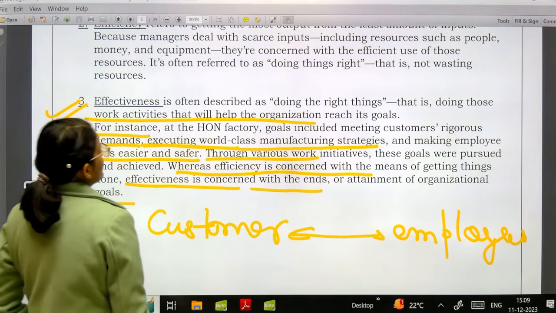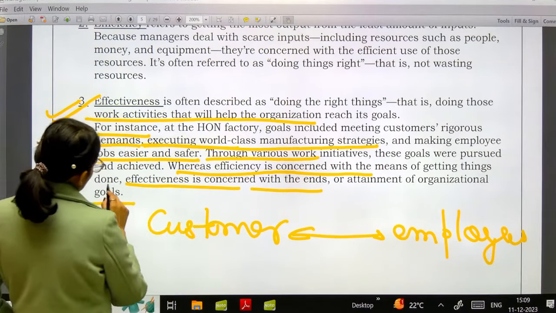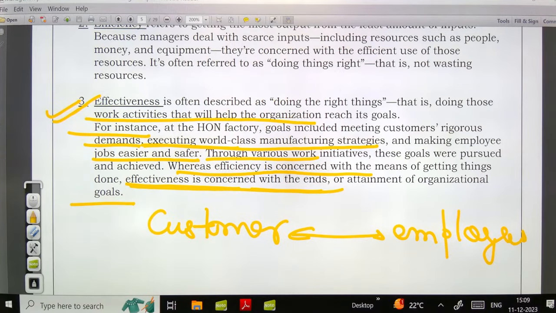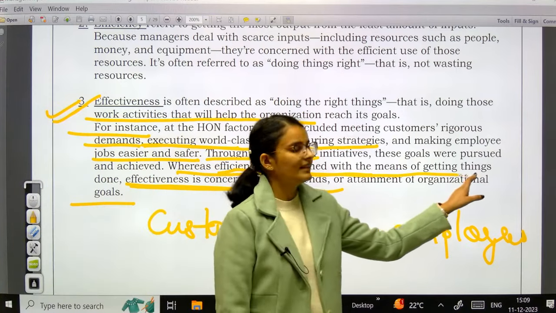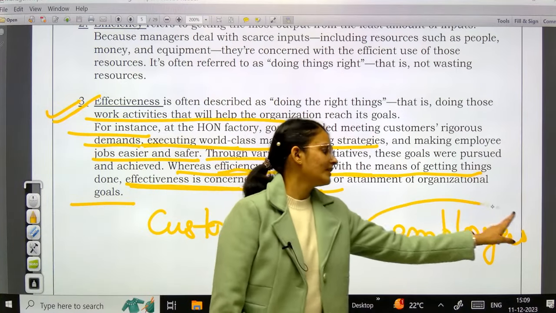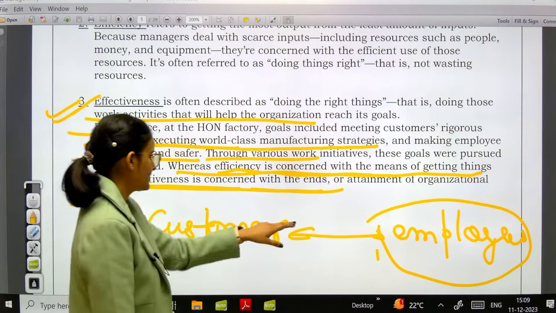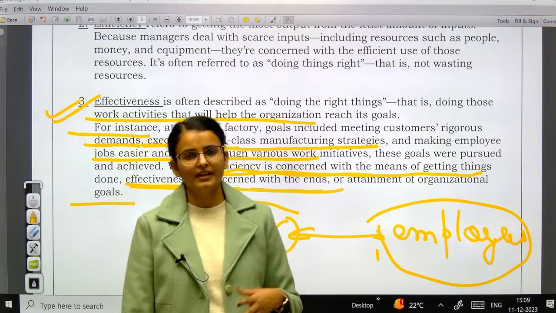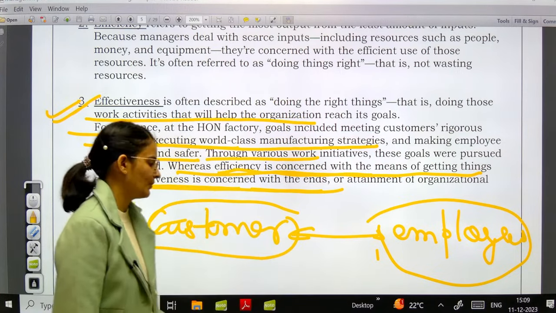So what does effectiveness mean? Effectiveness is concerned with the ends, or attainment of organization goals. Efficiency is concerned with the means of getting things done. So who are the means here? Employees are the means here to get things done, and the end result is meeting customers' demand. So managers should balance both effectiveness and efficiency so that the goals of the organizations are met.